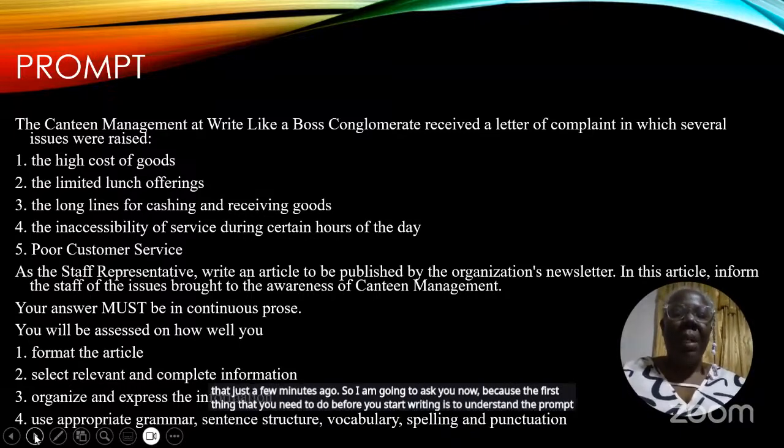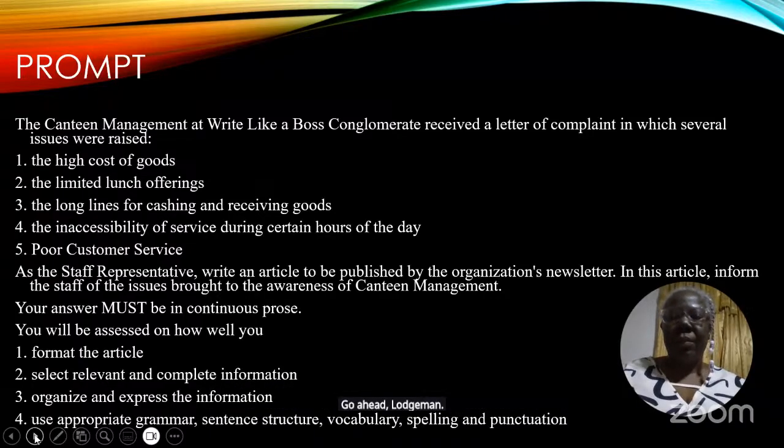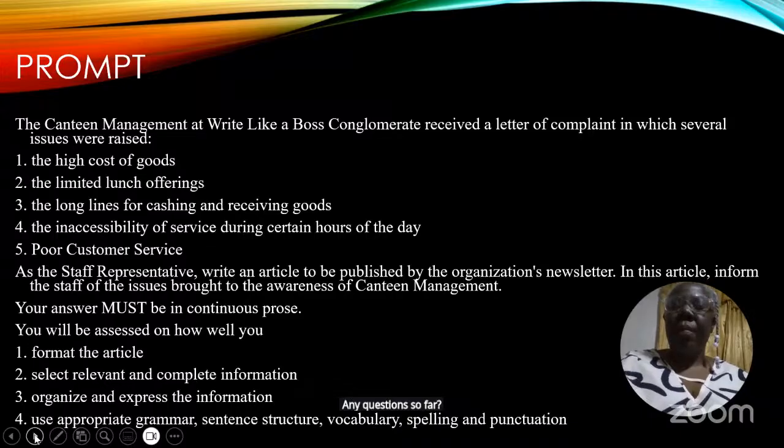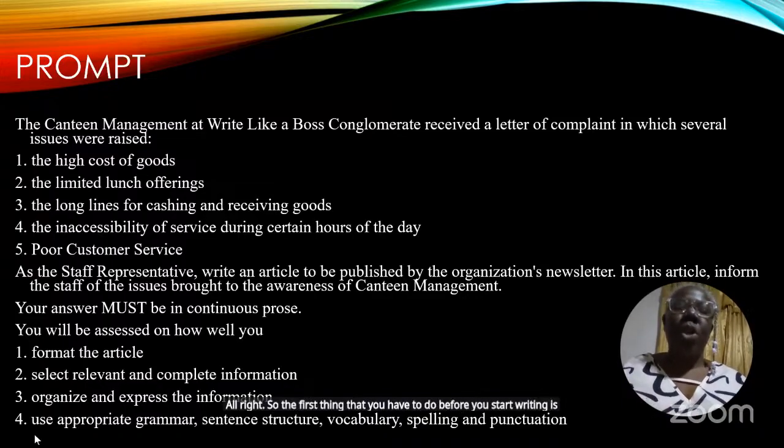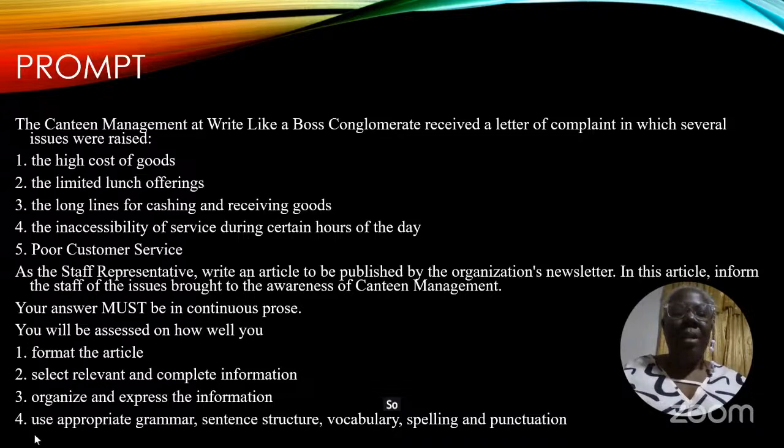Go ahead, Lodgeman. Lodgeman, your hand is raised. Any questions so far? All right. So the first thing that you have to do before you start writing is to understand the prompt. So what is it that you are asked to do in this article? Can somebody answer, please? What is it you're expected to do?